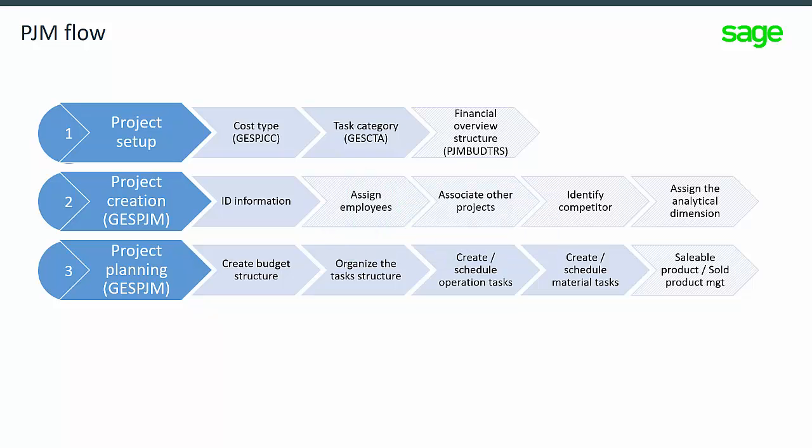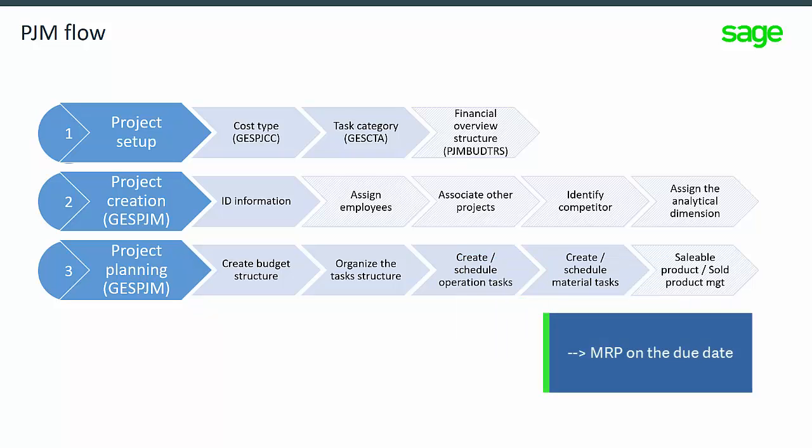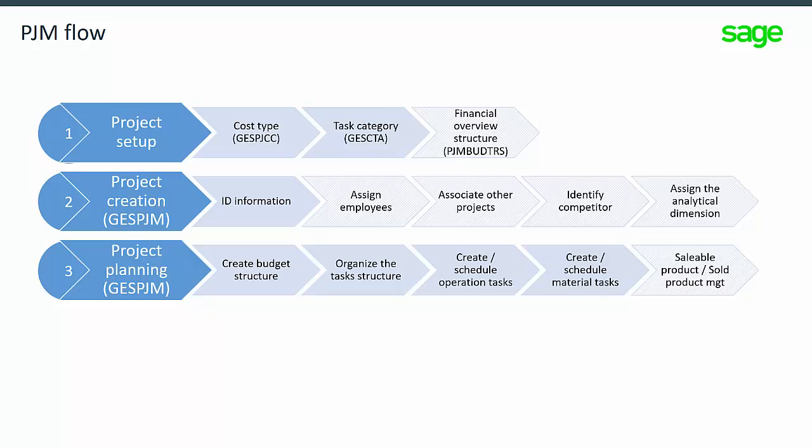Material tasks can be created as well on a manufactured product. This will trigger a requirement in MRP with a due date equal to the end date of the task. Material tasks can be set to drive product delivery if not driven by the related sales order. Note, to ease the project creation, it is possible to define project templates.